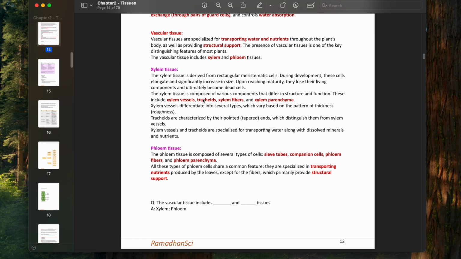The xylem tissue is composed of various components that differ in structure and function. These include, very important, the components of the xylem tissue. You should know each one. So xylem vessels, tracheids, xylem fibers, and xylem parenchyma.